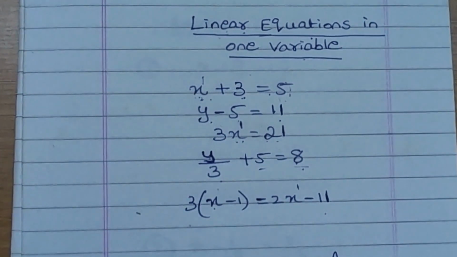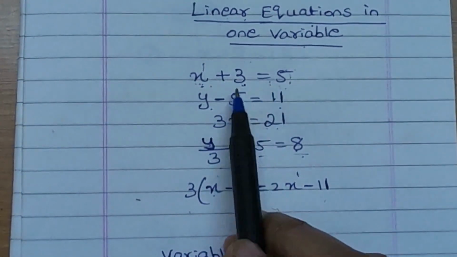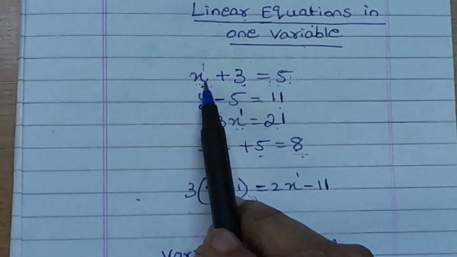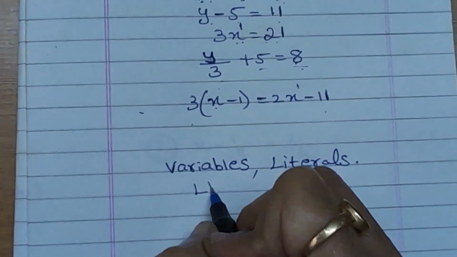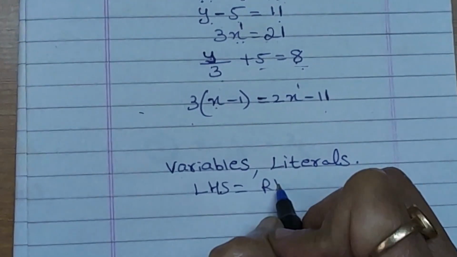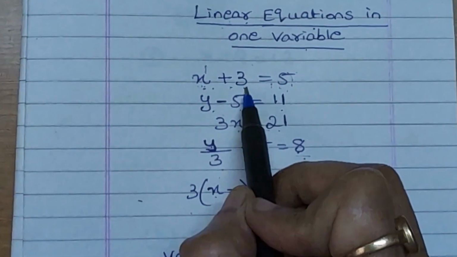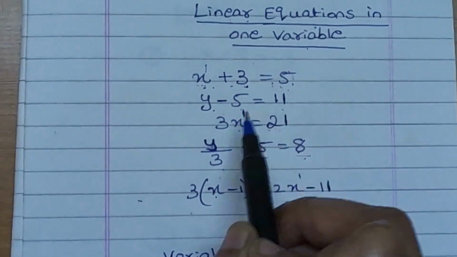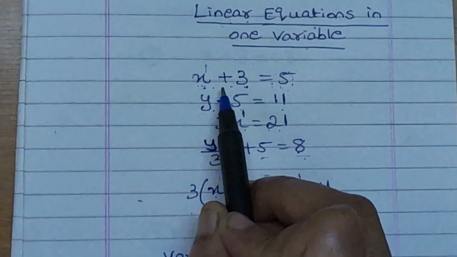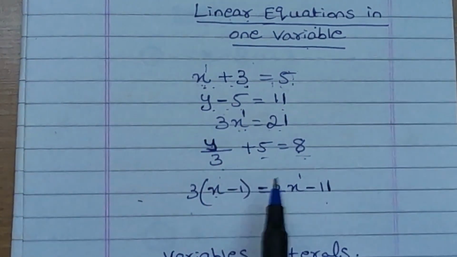Now we will see how to solve simple linear equations in one variable. Now before solving, one more important concept. Now this is an equation. So LHS, that is left hand side, should always be equal to the right hand side. Means if we add any number to LHS, the same number should be added to RHS. If we subtract any number in LHS, same number should be subtracted in RHS also. Same way for multiplication and division.